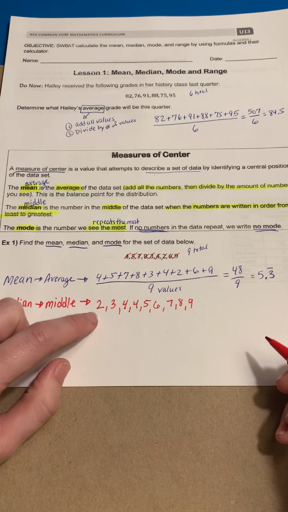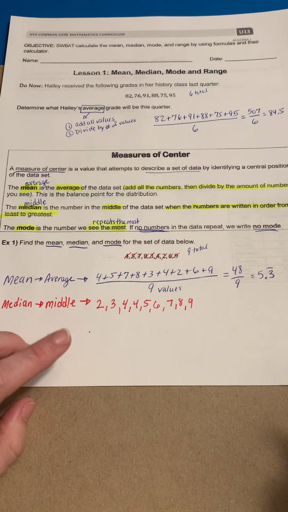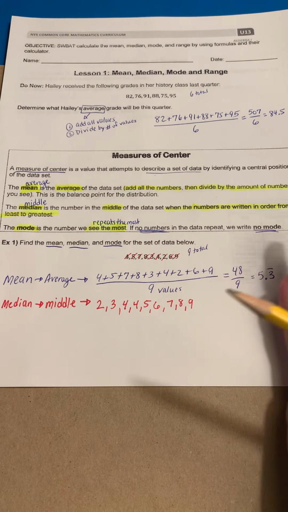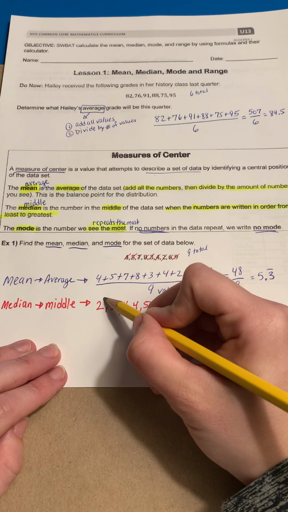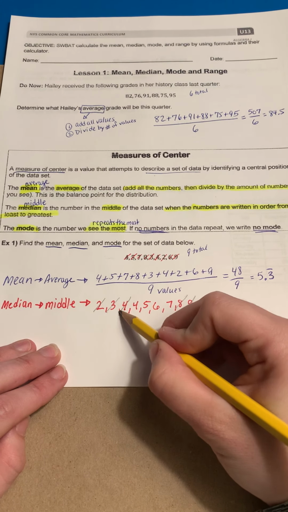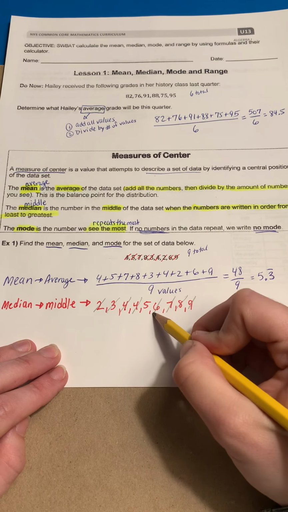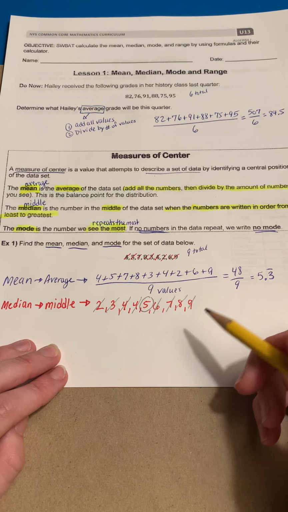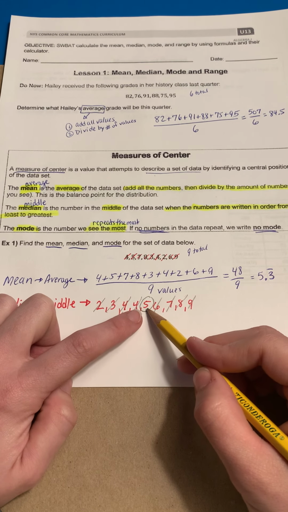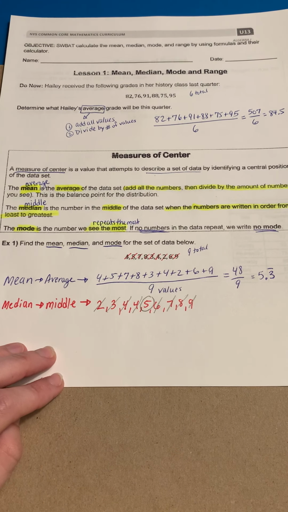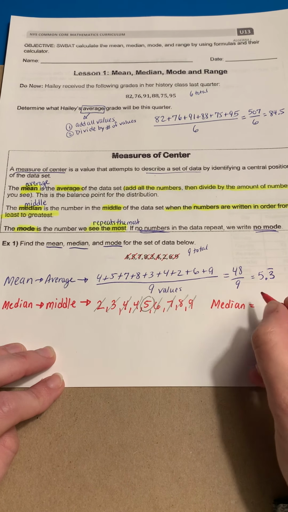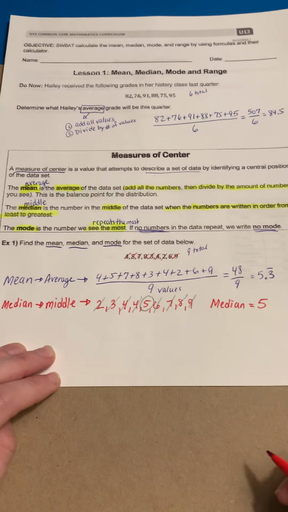Okay, now that they're in order, I'm going to find the middle. So watch how we do this. I'm going to cross one off from the front, cross one off from the back, and keep going until I get directly in the middle. So 1, 1, 2, 2, 3, 3, 4, 4. 5 is directly in the middle because I have 4 on this side and 4 on this side. 5 is in the middle. So over here I can write that my median is equal to 5.